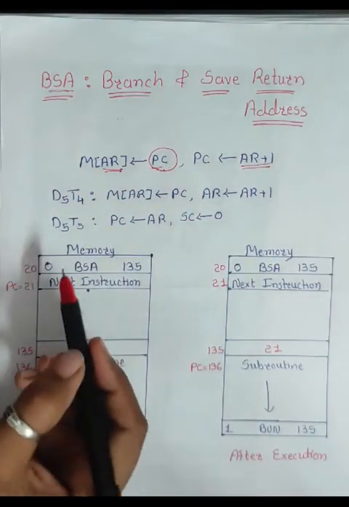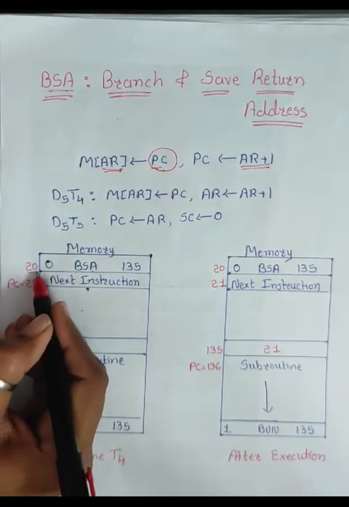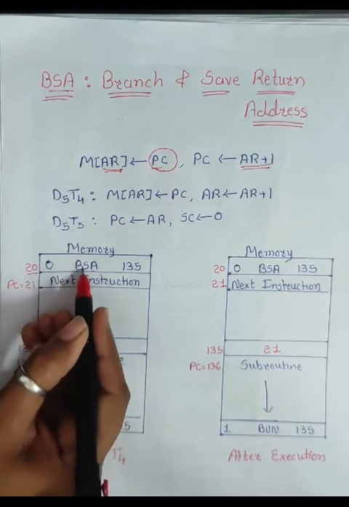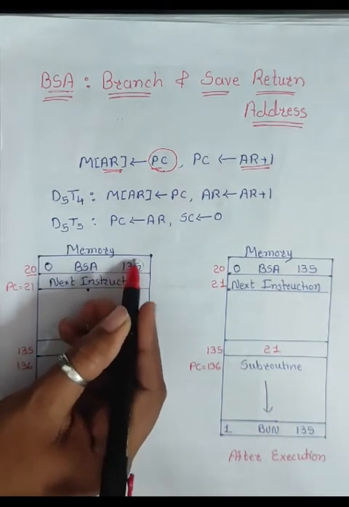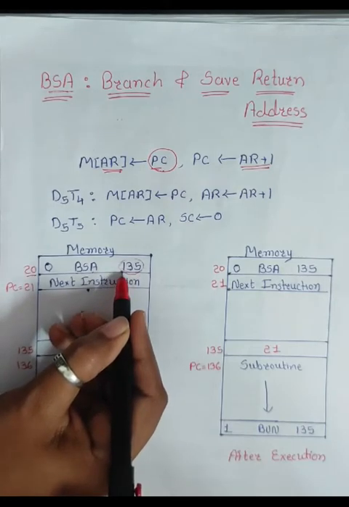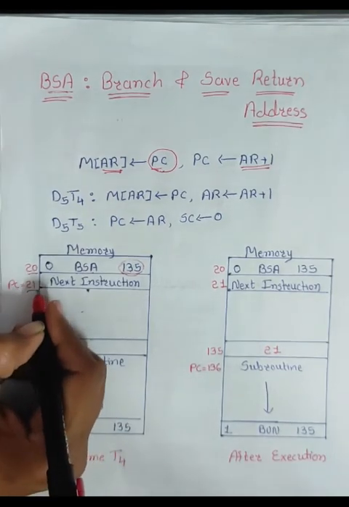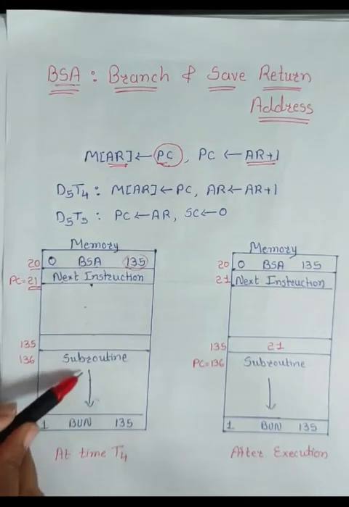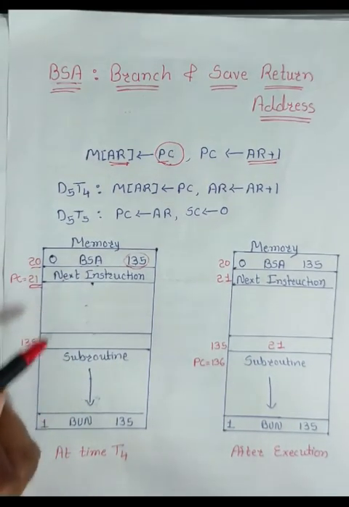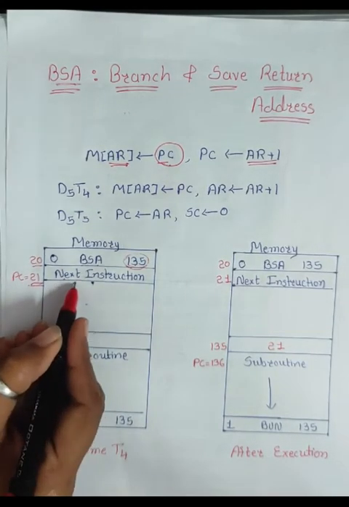Suppose this is my BSA instruction, stored at location 20: 0 BSA 135. That means 135 is the address where I want to jump. After completing that subroutine, I want to come back to this location, which is my next instruction. So this set of program is my subroutine, and after completing it, I want to come back over here.